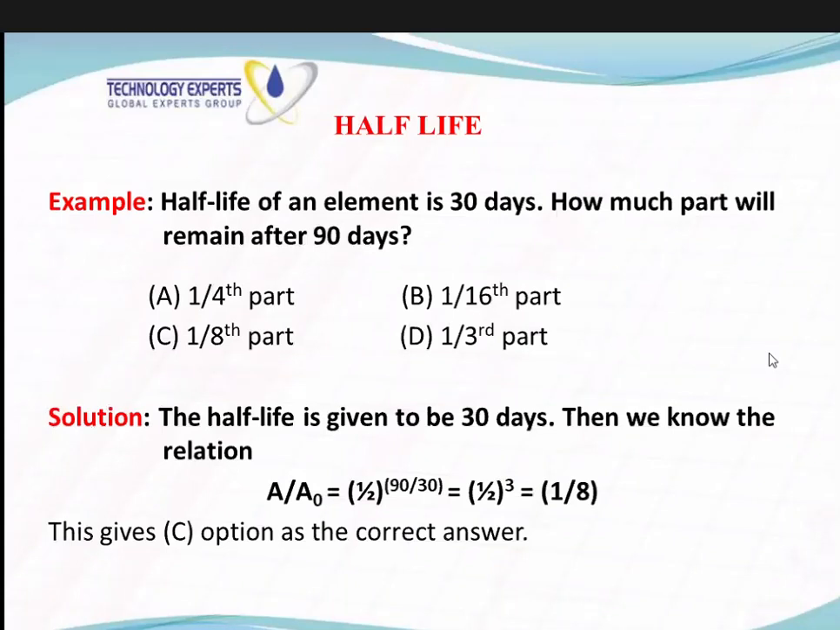Okay. Now, half-life of an element is 30 days. He gave you the half-life, 30 days. How much will remain after 90 days? You say 90, this is the total, divided by 30. 90 divided by 30 is 3. So in 90 days, we have 3 half-lives. So it is half to the power 3, meaning the remaining is 1 over 8. So 1 over 8. C.